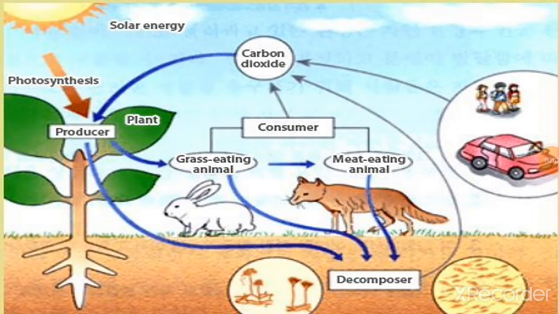For example, see this picture. Here, the rabbit depends on this plant for its food. The wolf depends on this animal for its food. These two animals cannot make their own food. They depend on other animals or plants for their food. So, the animals or human beings which cannot prepare their own food are called consumers.